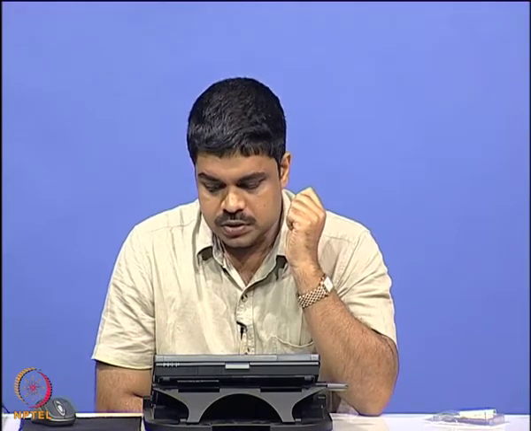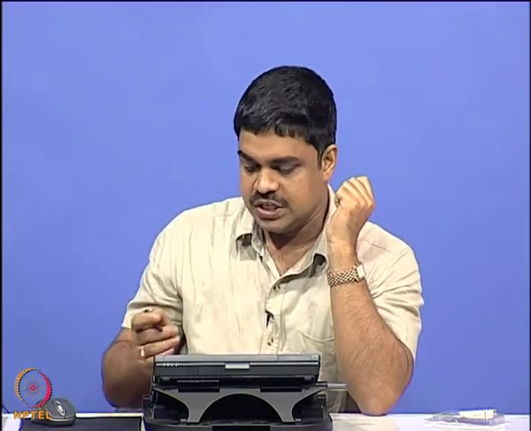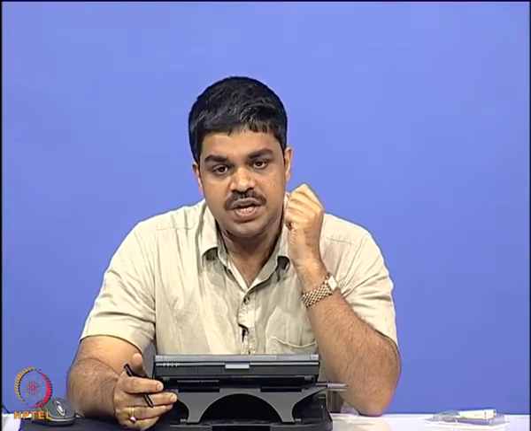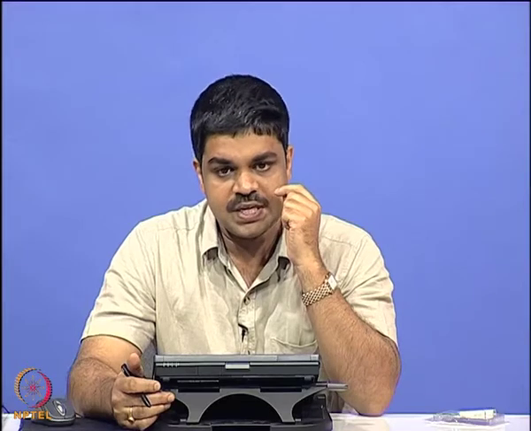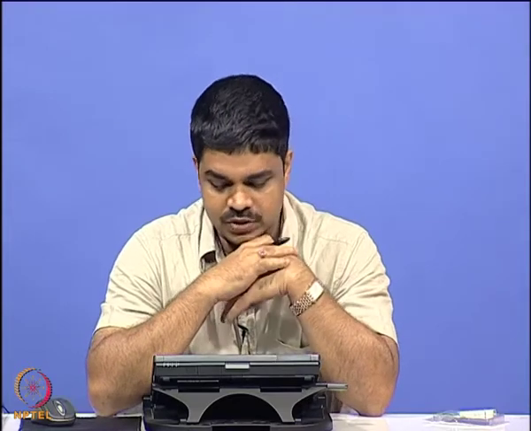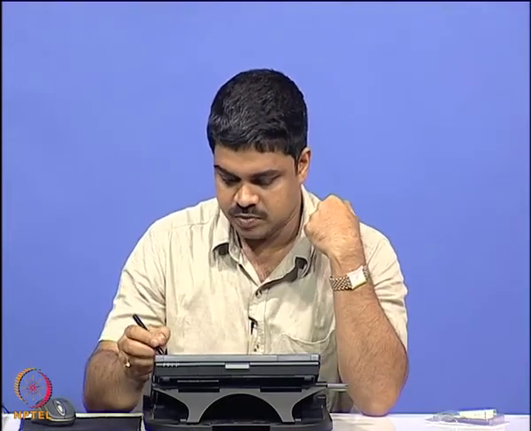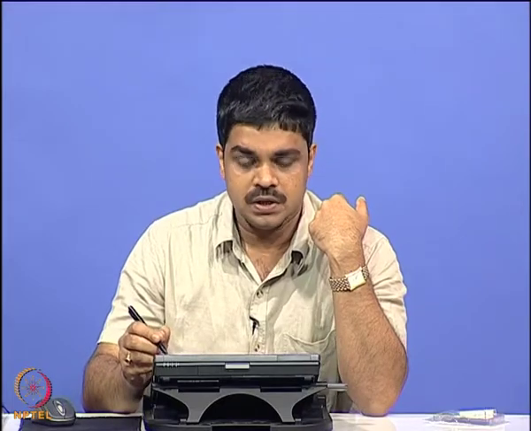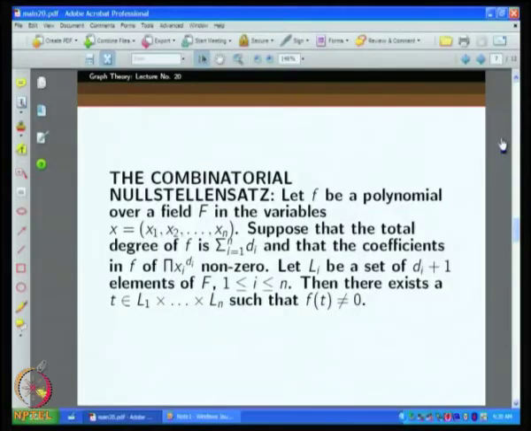Then the only thing is if you can find an orientation in such a way that the second condition holds, that means the term x1 raised to d1, x2 raised to d2, x3 raised to d3, the corresponding term, has a non-zero coefficient. That is the only thing we will need. So, you can see that in the Combinatorial Nullstellensatz we had these two conditions, right.